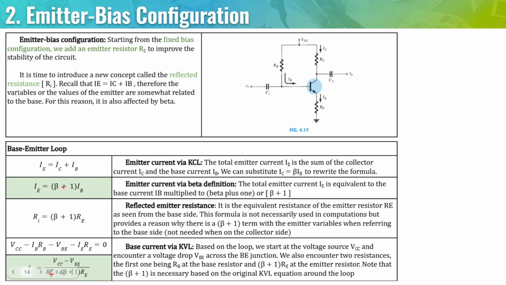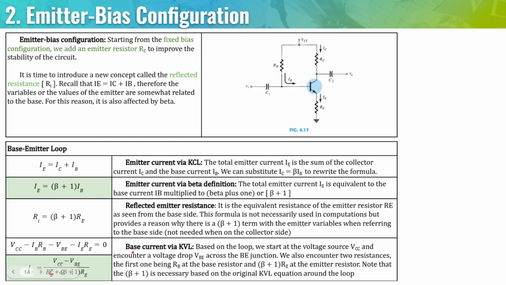You don't need to divide it yet, but what you need to know is that IE is equal to beta plus 1 times IB. If you remove the plus 1, it's just IC is equal to beta IB. If you add the plus 1, it's going to be related to the emitter. That's why in the reflected emitter resistance, there is always a beta plus 1 term beside the RE, because it is the equivalent resistance of the emitter resistor RE as seen from the base side.